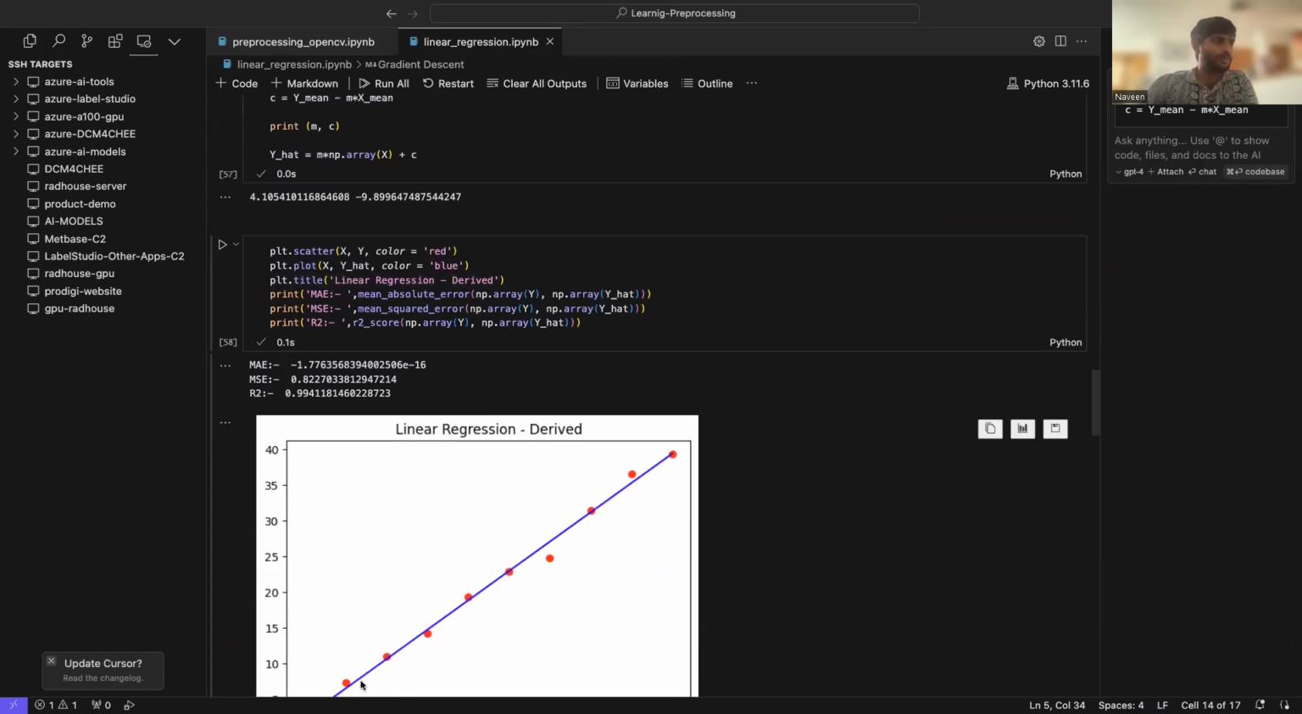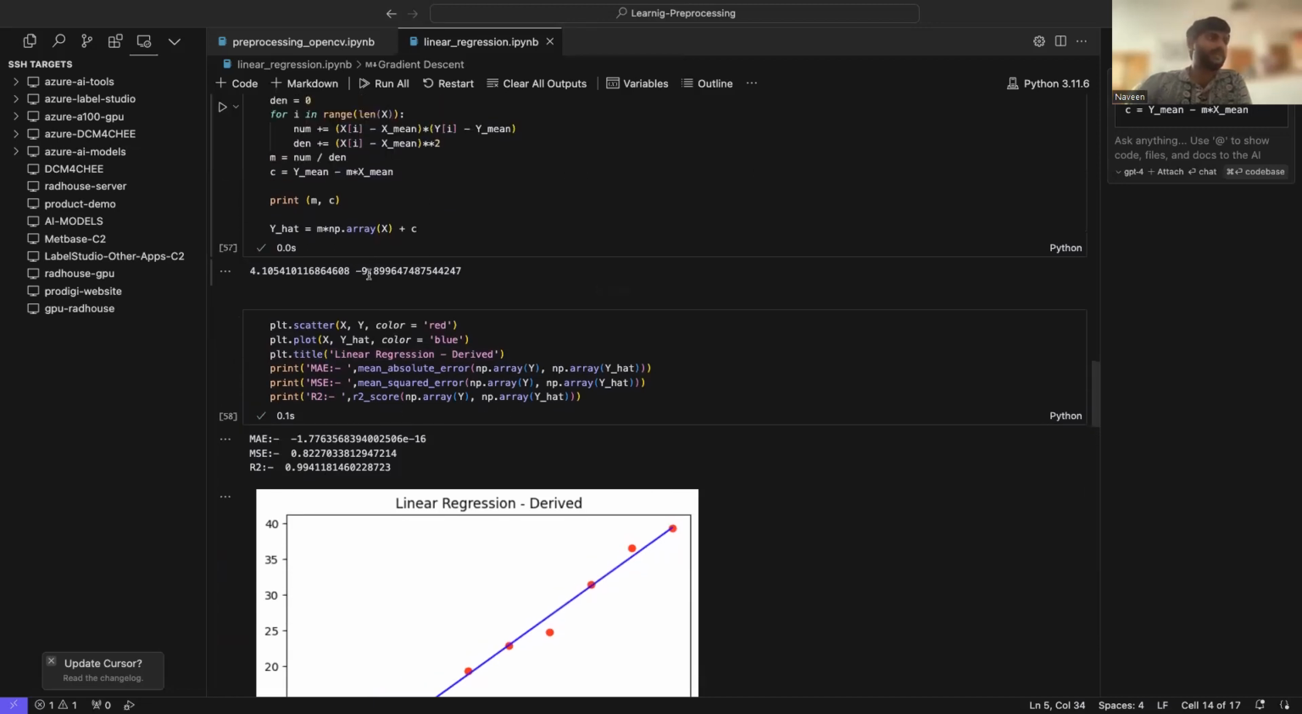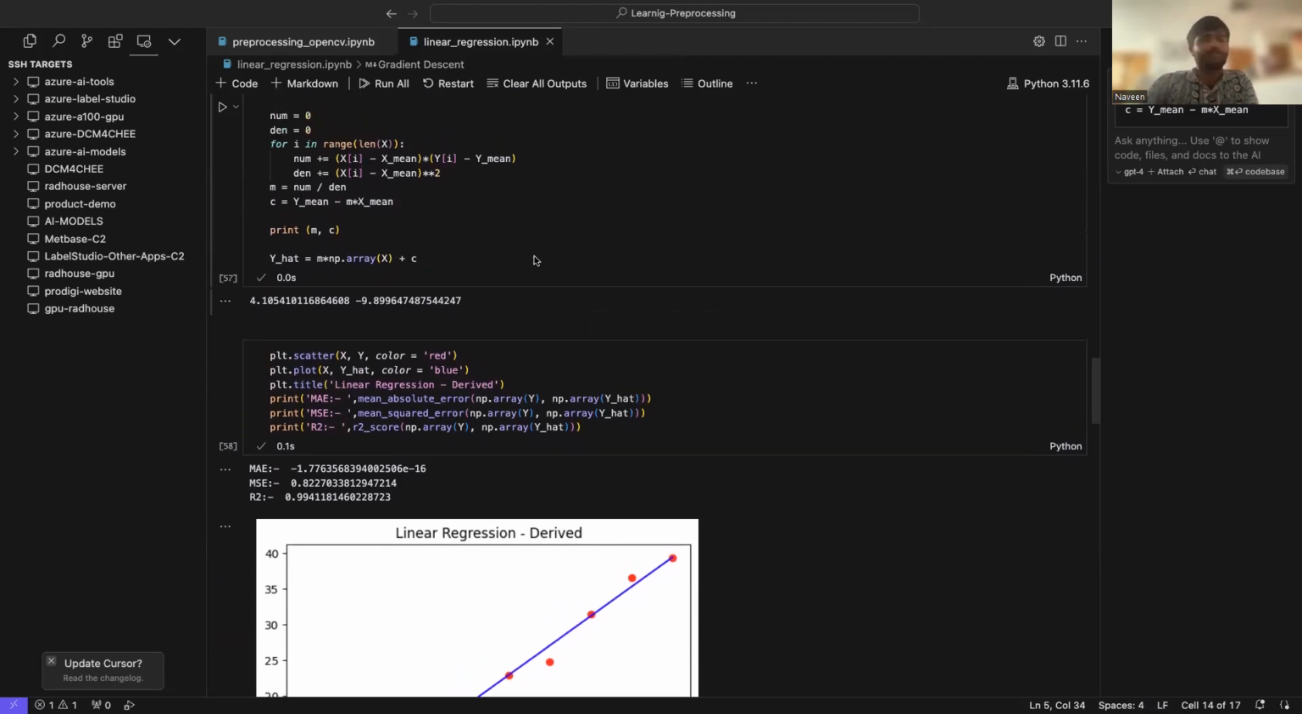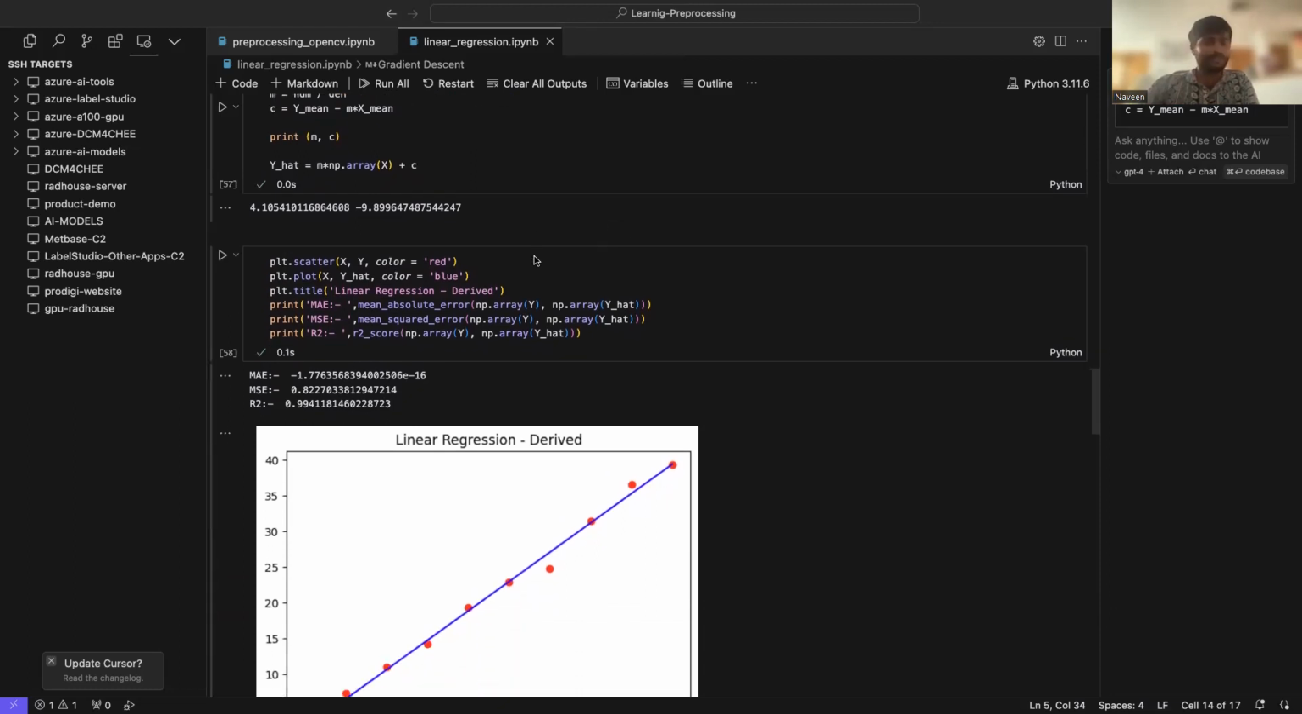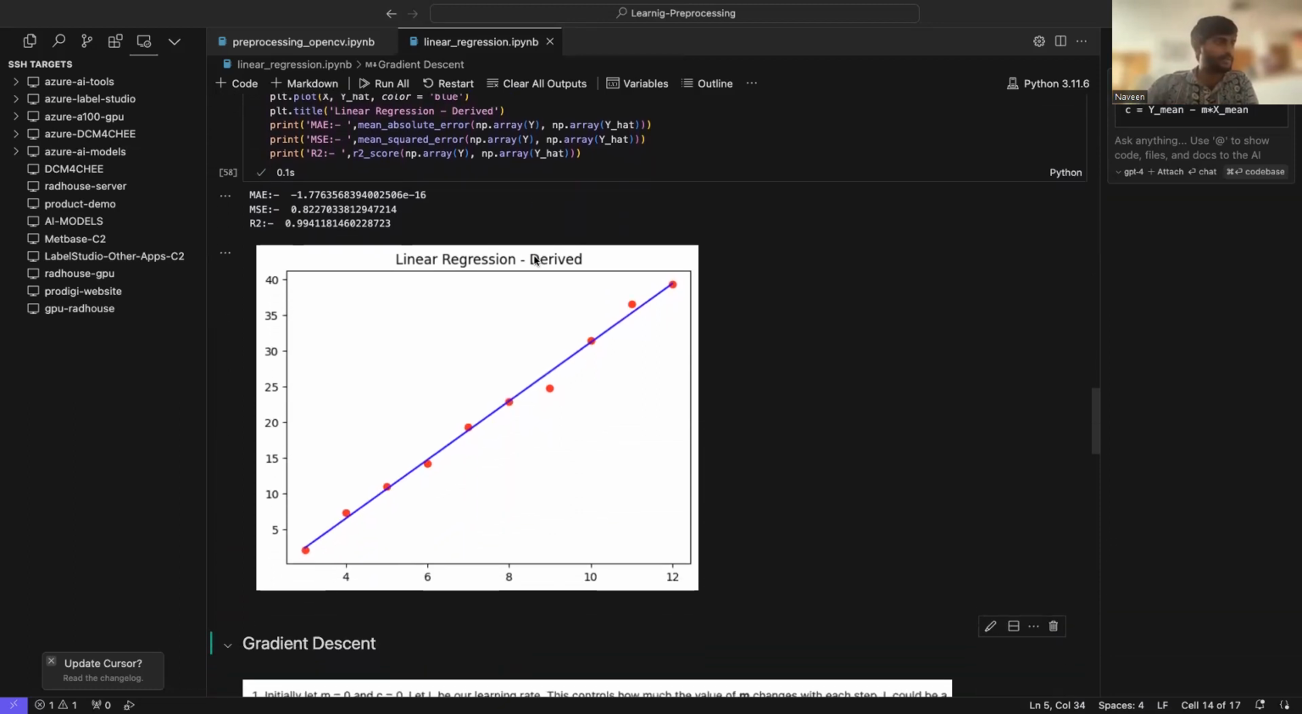If you see here, it goes along the same straight line, and our R square is about 0.99. It may not be that both M and C are the same as our initial equation, but still we are able to achieve this. Maybe if you put in some out of range values, it may go off. There is a little chance of that.